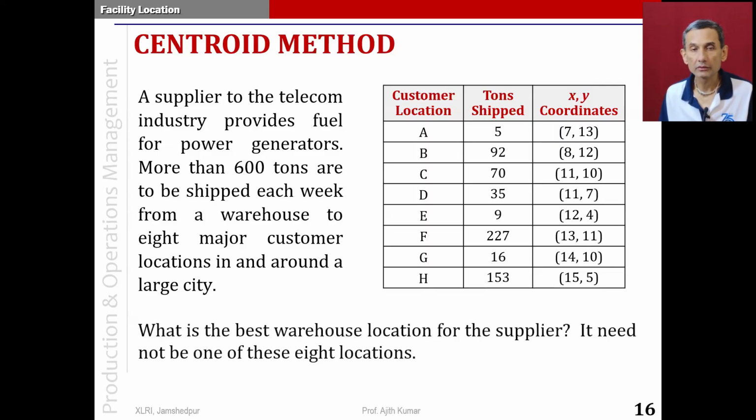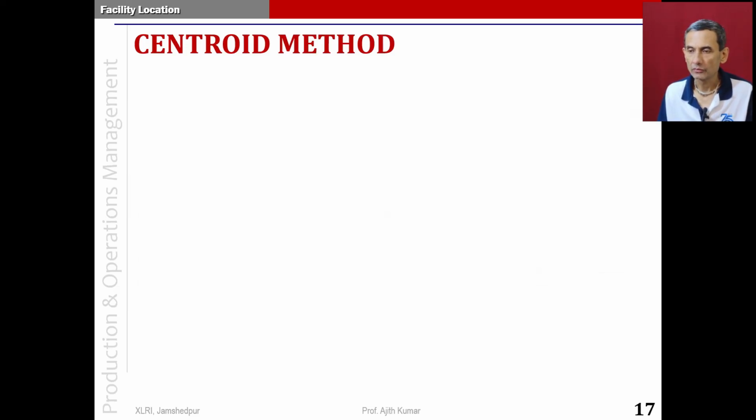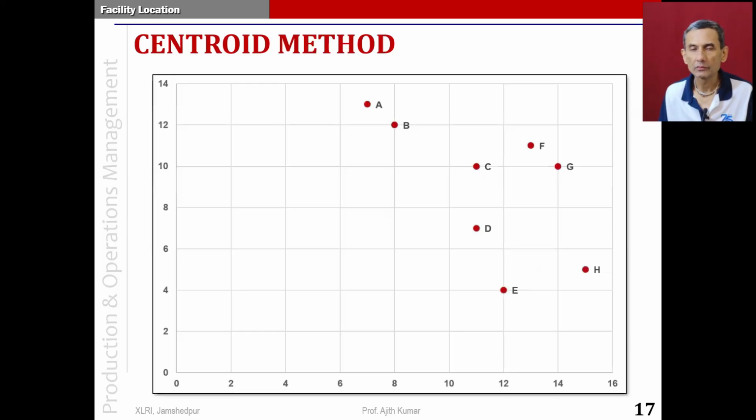We need to find out the best warehouse location, the coordinates of the best location for the supplier to set up a warehouse. And it need not be one of these locations. It could be any location that is suitable to cater to these 8 locations. So going forward, you can see that we have plotted the customer locations on this graph, A, B, C, D, E, F, G, H. So where should the warehouse location be?